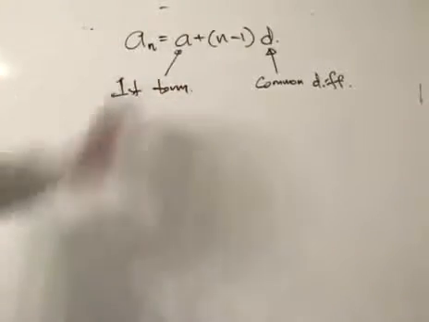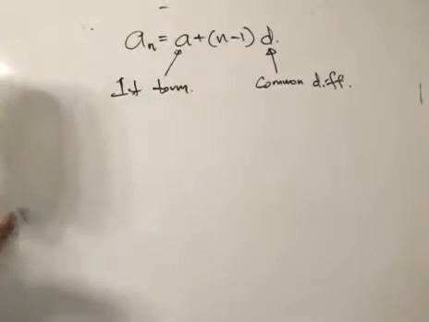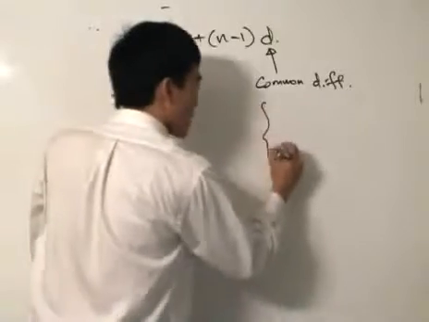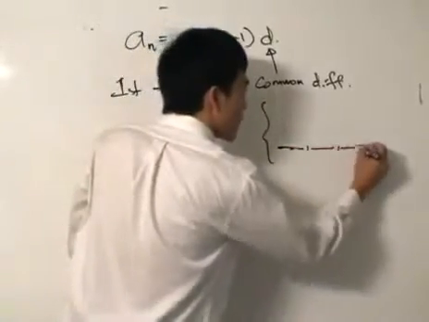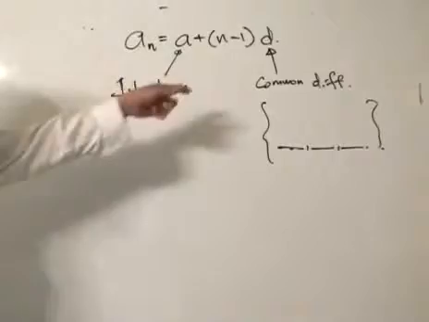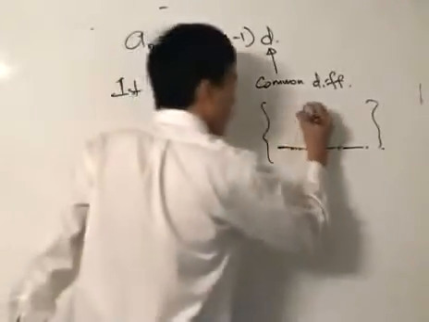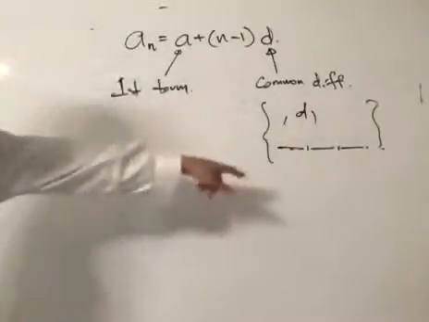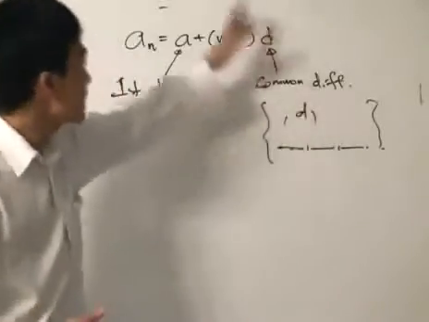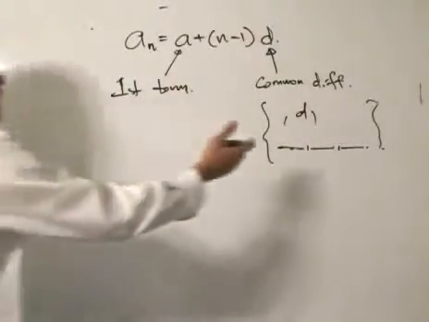Okay, now looking at the form, the numbers in the sequence, the number over here, the number over here, the number over here, are separated by the common difference, which is d, like so. And we normally add d to get the next term in the sequence. Now, why is that so?